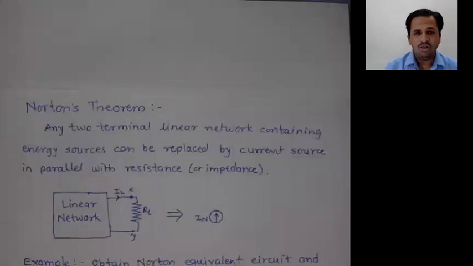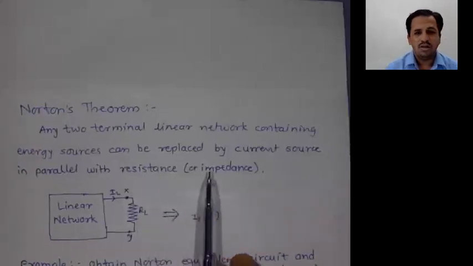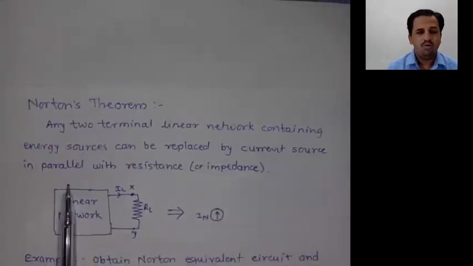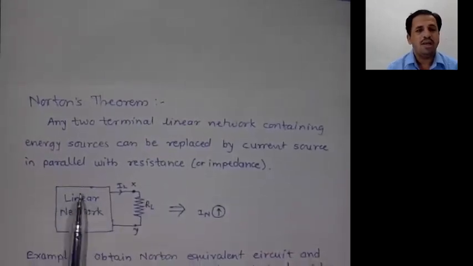Now, the statement for this Norton theorem is that any two-terminal linear network containing energy sources and resistance or many components can be replaced by a constant current source in parallel with the resistance. Means here one constant current source must be there and in parallel with the resistance. Here it is a complicated network or any two-terminal linear network.